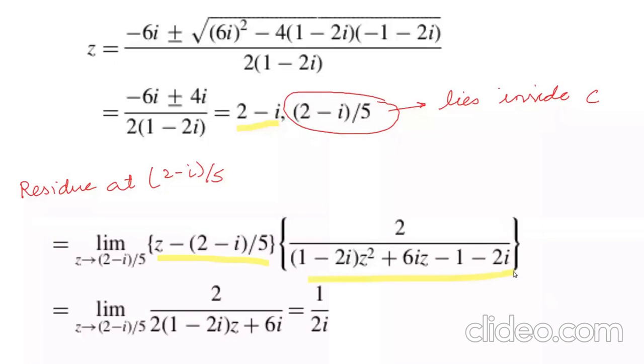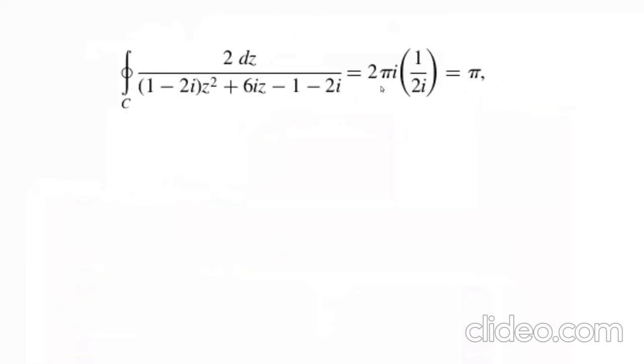Now we can put z equals to 2 minus iota by 5 in this complete equation, and we can find that the residue at this pole will be 1 by 2 iota. So if we know the residue at each pole, then we can easily integrate the equation. So the integration will now be 2 pi i times the residue. So it will be pi. So this is the answer.